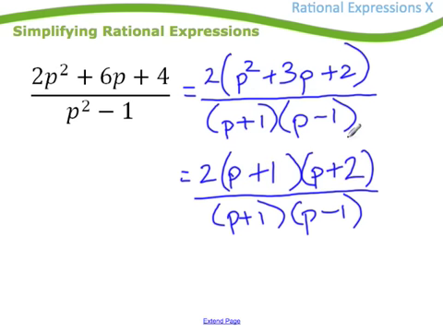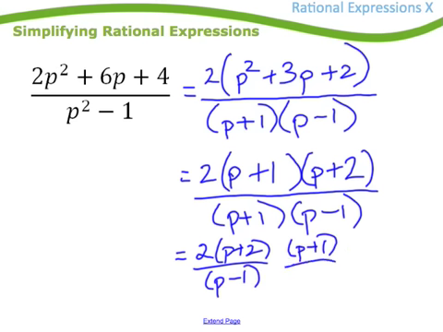Now I look to see if I can get a factor of 1. Is there something identical on the top and the bottom? Sure enough, p plus 1 over p plus 1 would be equal to 1. So, like they used to say, I could cancel those out. Or, some people like rewriting it like this: 2 times p plus 2 over p minus 1, times p plus 1 over p plus 1.